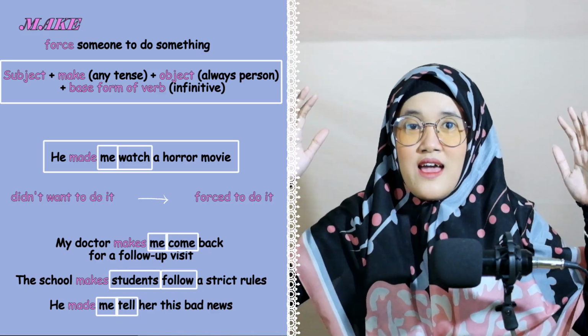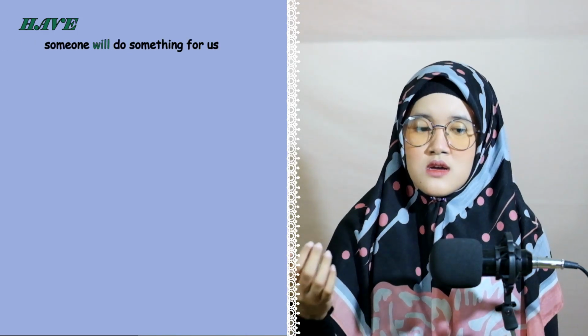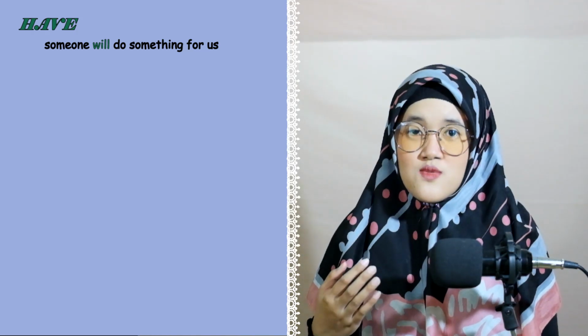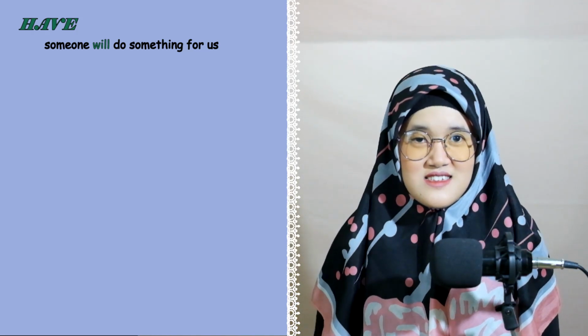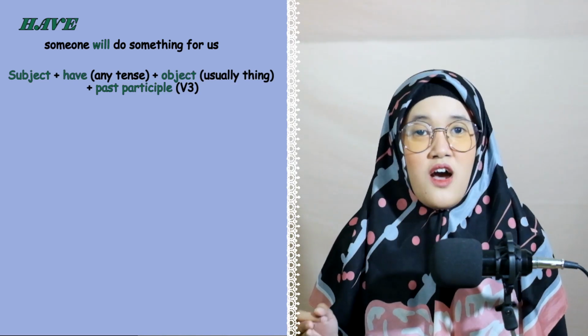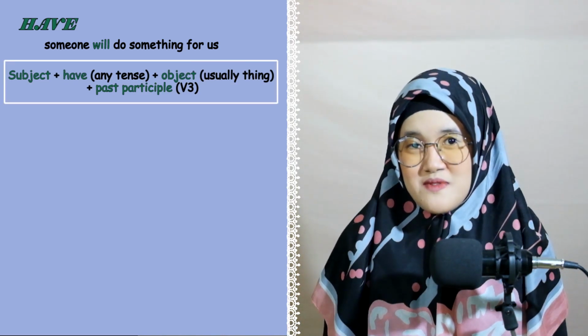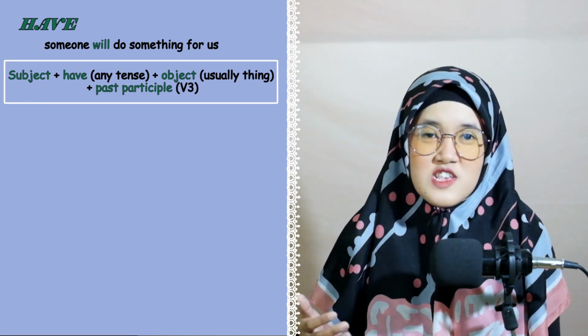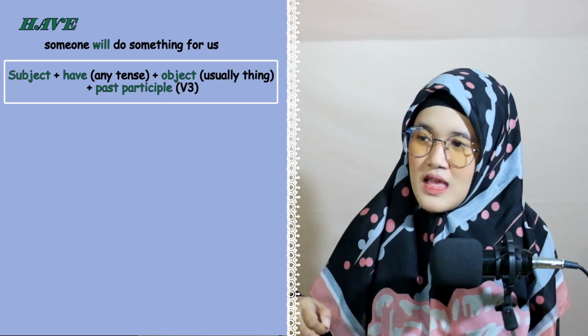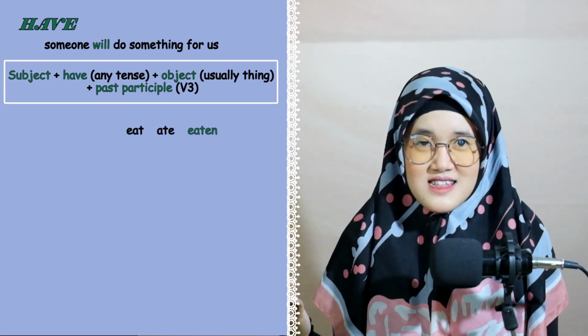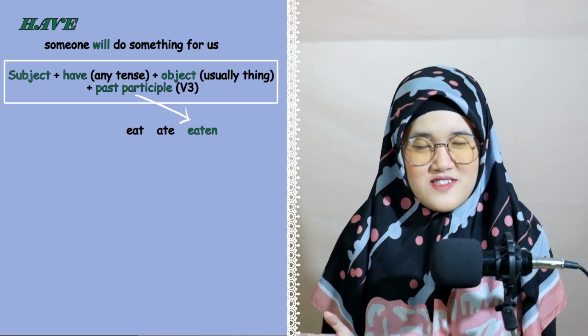Let's move on to have. There are two ways of using have as a causative verb. The first way is to say that someone will do something for us, and we usually use it for paid services. Subject, have, object, past participle, or verb 3. What is a past participle? Eat, ate, eaten. Eaten is a past participle.